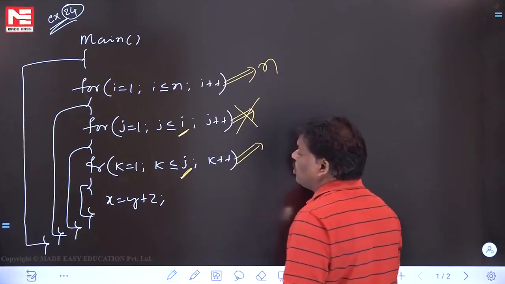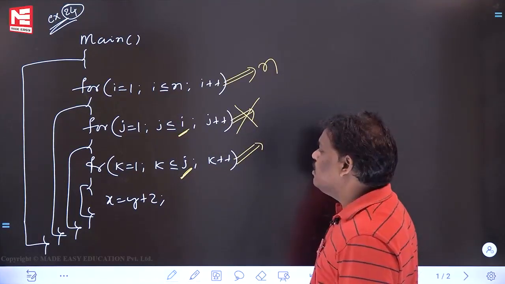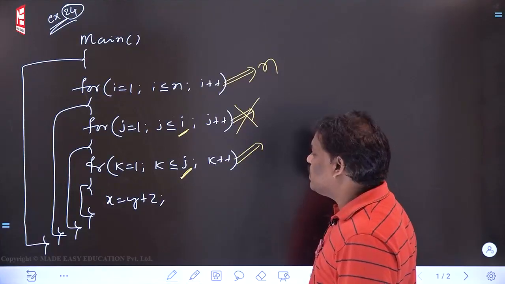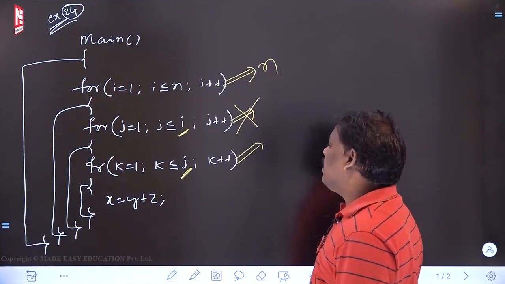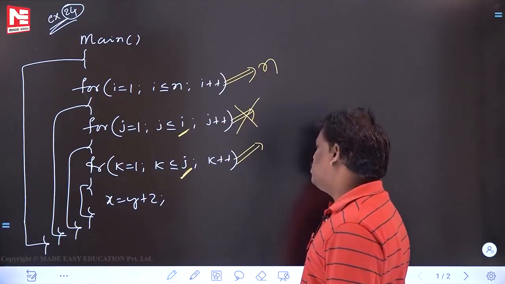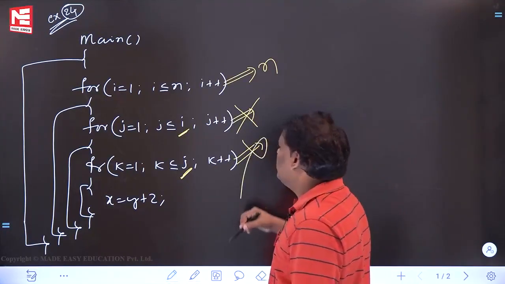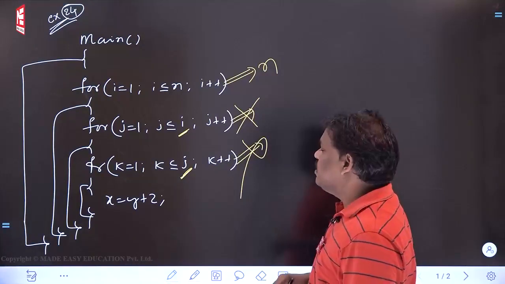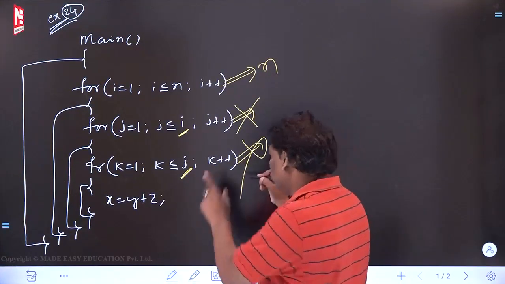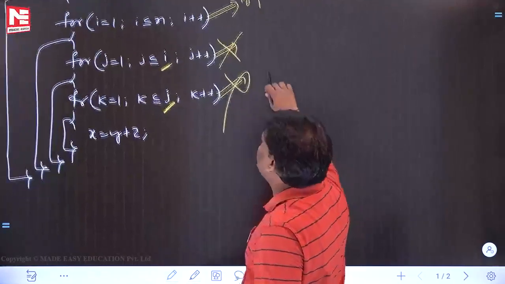I ask the K loop, how many times are you? K loop says it is based on whatever the J value is at this point of time. If J value is 5, K loop is 5 times. If J value is 10, K loop is 10 times. So there are inner loops, but there is a dependency. You know very well how to handle that. Just do it manually to see what is going on, afterwards you will get the clarity.